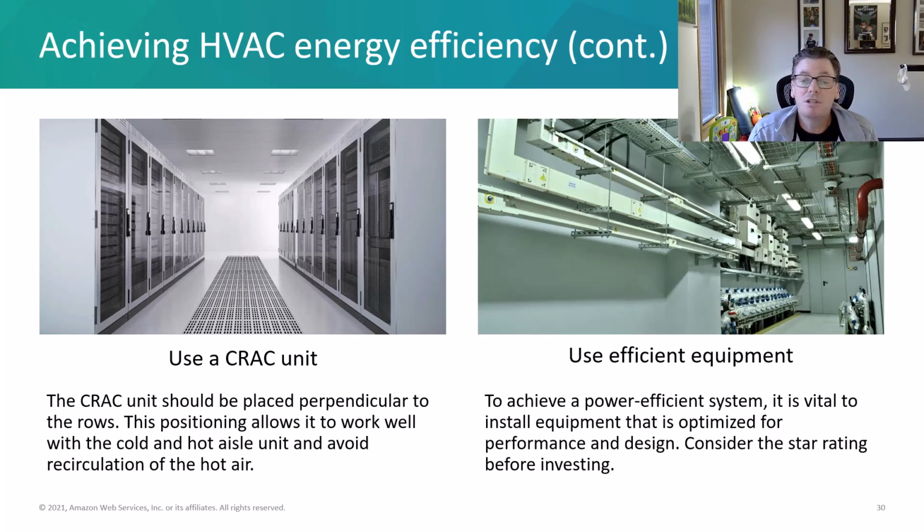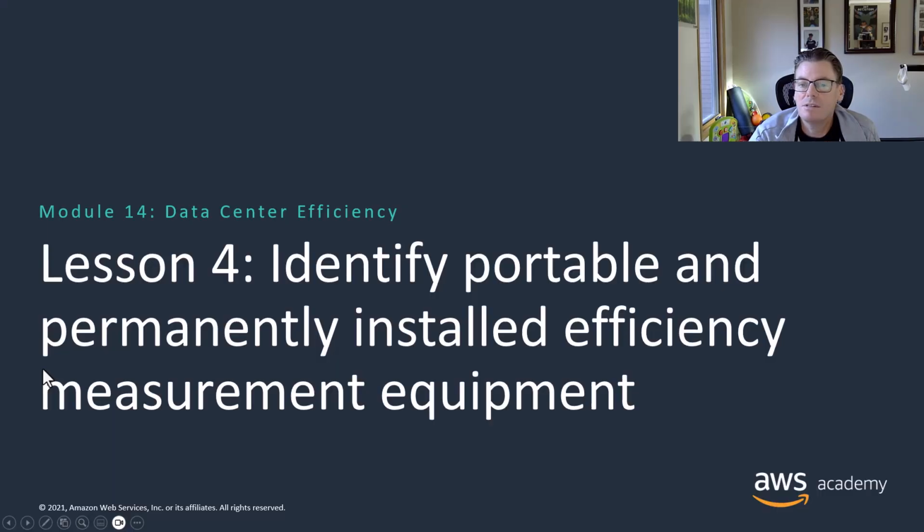Another thing that we could do is we could use a computer room AC unit, or CRAC. It tells us to put it perpendicular to the rows, which means that we're going to push the cooler air through that cold aisle and not mix it with the hot air coming out our warm aisle or hot aisle. And we can be more energy efficient by designing in and buying and using more efficient equipment right from the beginning. So we want to consider the Energy Star ratings before we invest in those systems.